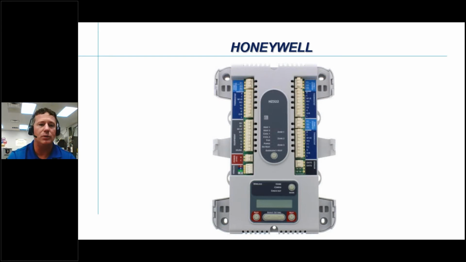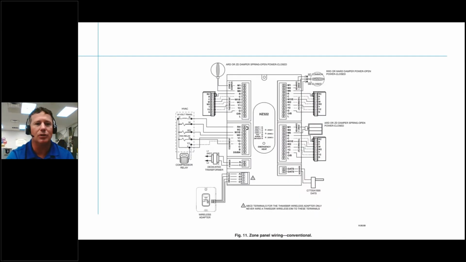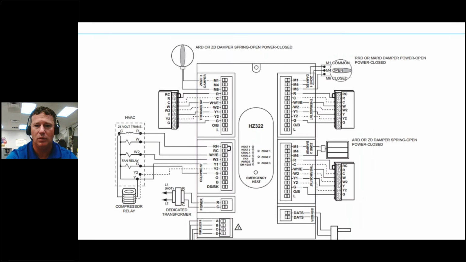So if we talk about Honeywells and we talk about true zone systems, like that HC 322, it's a 3-zone high quality zone board from Honeywell. If we look at it internally, what that thing is actually capable of, it is very much like every zone control that we work with.